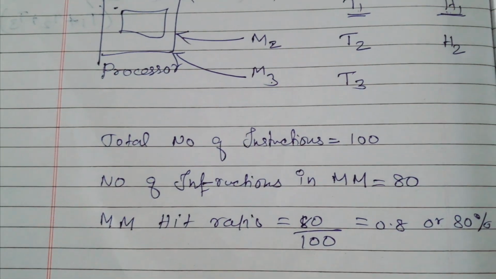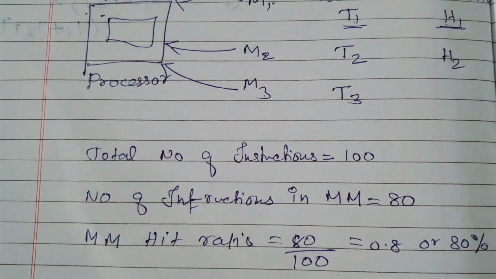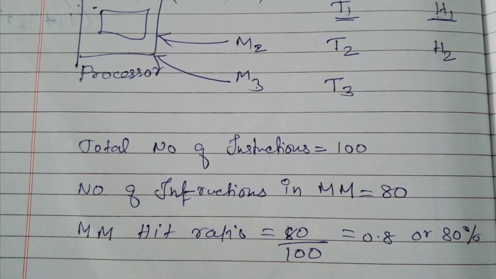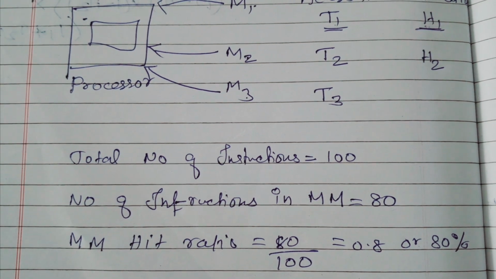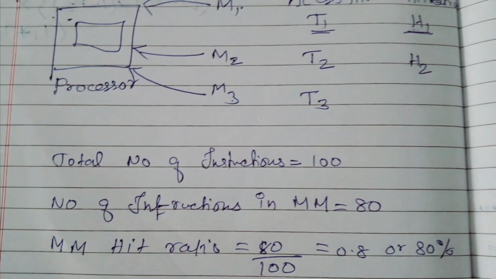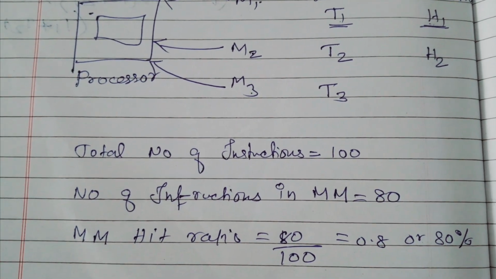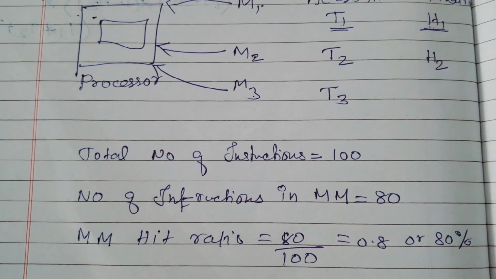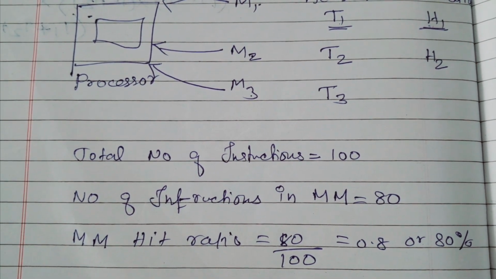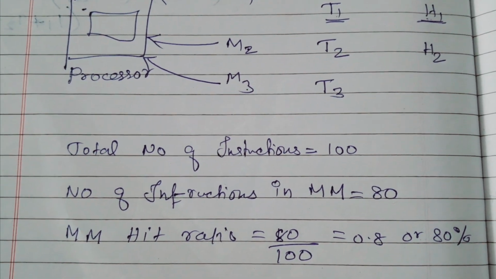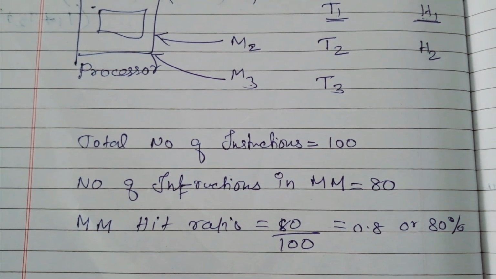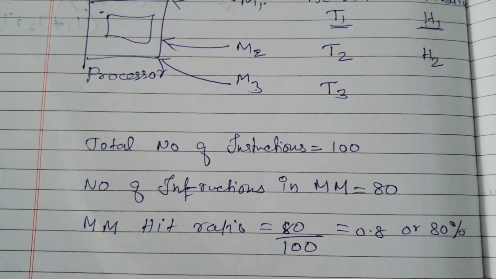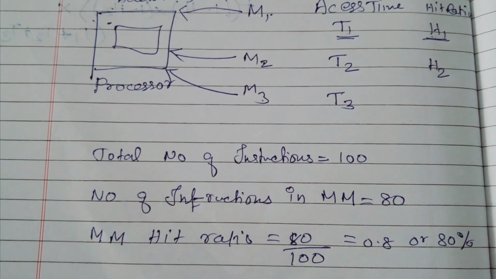the total number of instruction hits in the memory. Suppose we have a total number of instructions of 100. If the memory hits only 80, it means the hit ratio is 0.8 or 80%. Likewise, we can calculate that hit ratio.